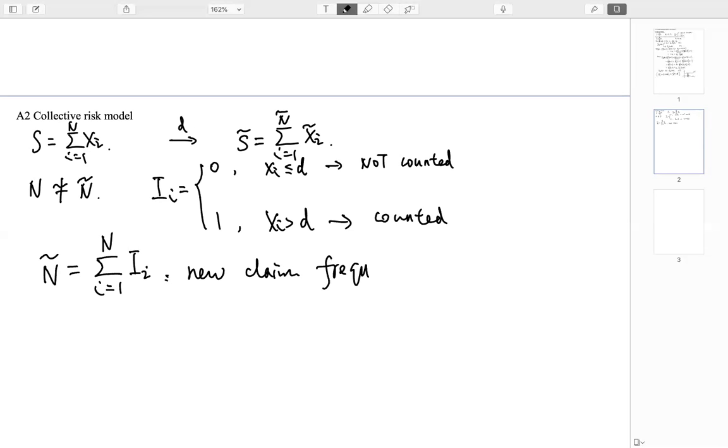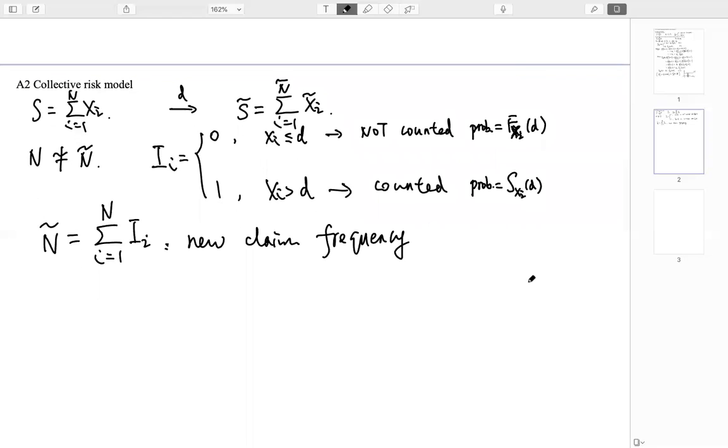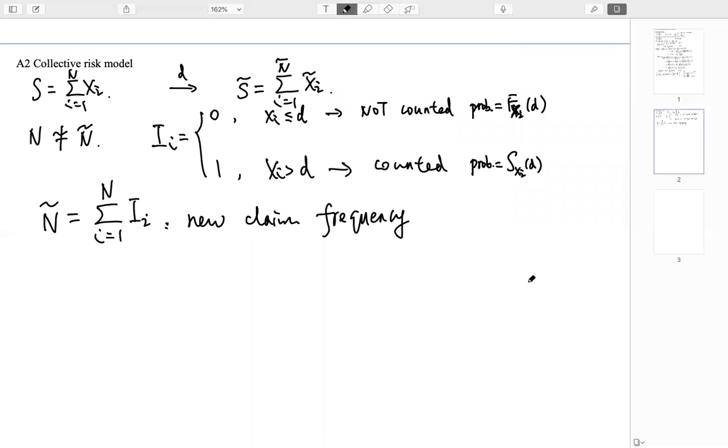This is what we did in chapter 2, where we basically review everything. Of course, we know the probabilities. This probability equals the survival function of the deductible. This probability equals the CDF at the deductible. That's the analysis on Ñ. Obviously, N and the indicators I are independent.